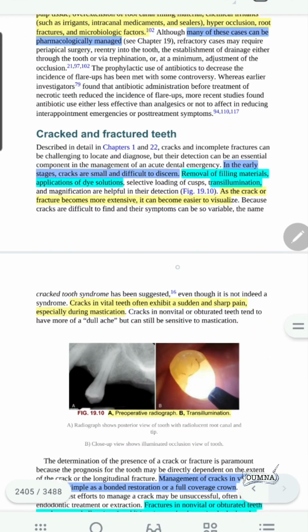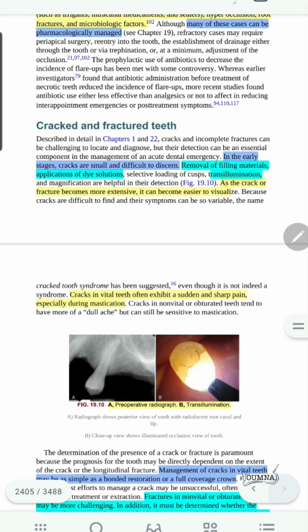Finally, let's discuss the cracked and fractured tooth. In the early stages, the cracks are small and difficult to discern. If the tooth is vital, we first determine the extent of the crack. If it's not deep, we can fix the problem by doing a restoration or a full crown.